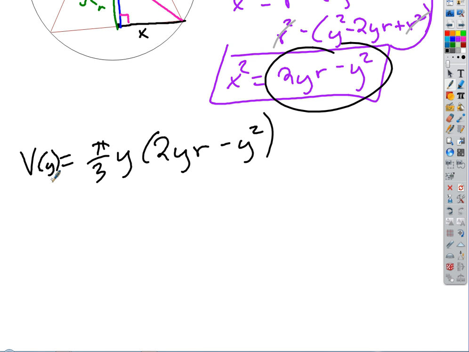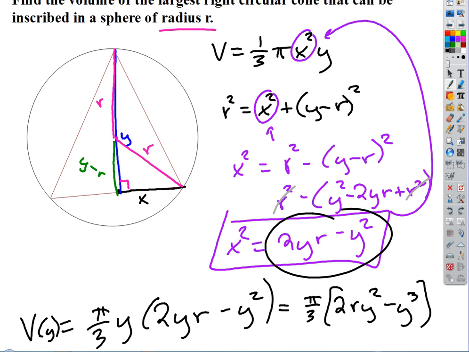While we're at it real quick, what's our domain? And I probably want to distribute that y, don't I? So we don't have to do the product rule. Yeah, that makes sense. So V equals pi over 3 times 2 r y squared minus y cubed. What is our domain? And we can do this from the picture and or from the function.